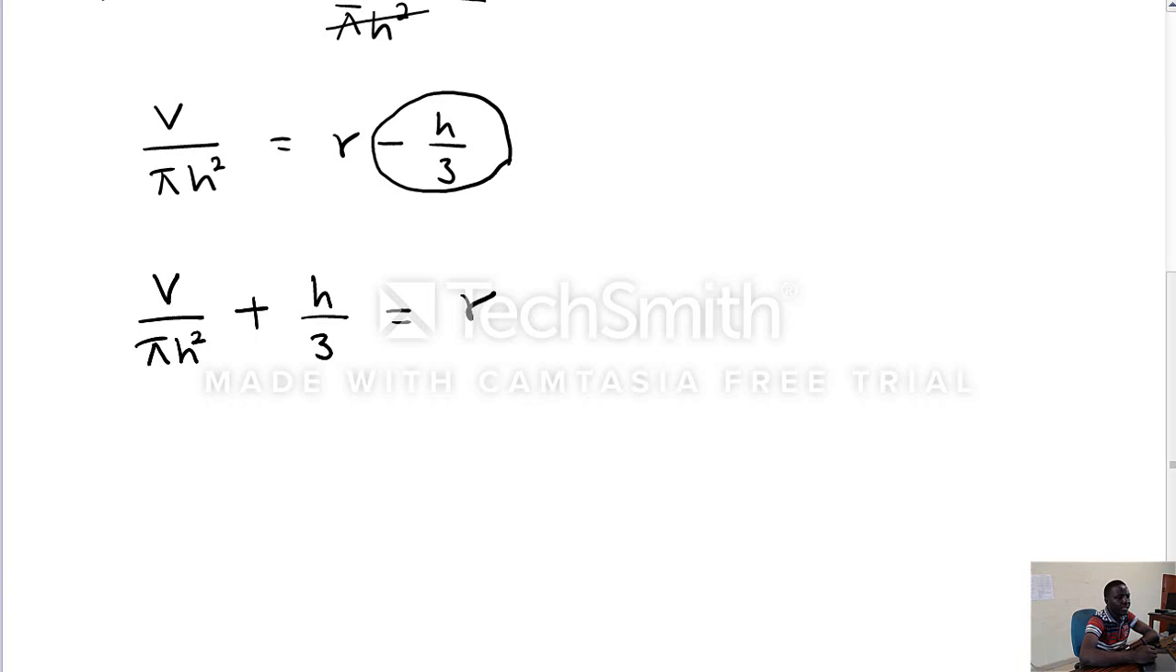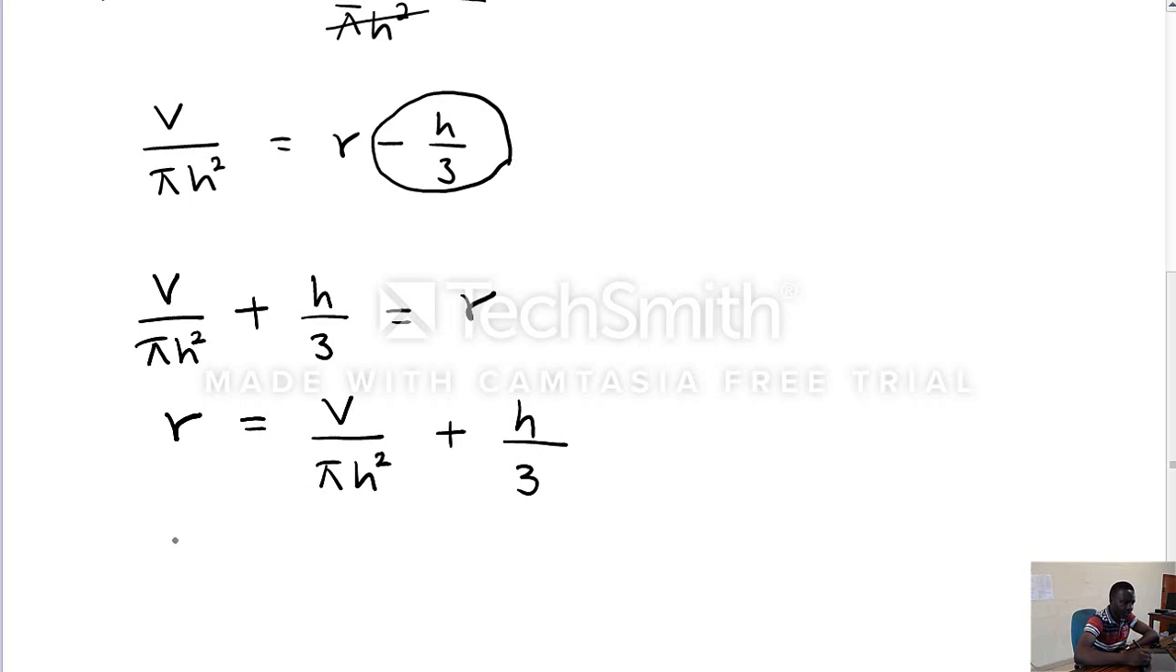You can either leave it in this form or you simplify it. Okay, let's simplify it together. But I'm going to interchange the sides. So this is r is equal to v divided by pi h squared plus h divided by 3.